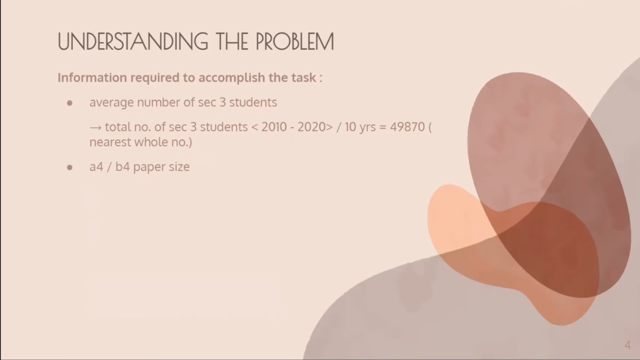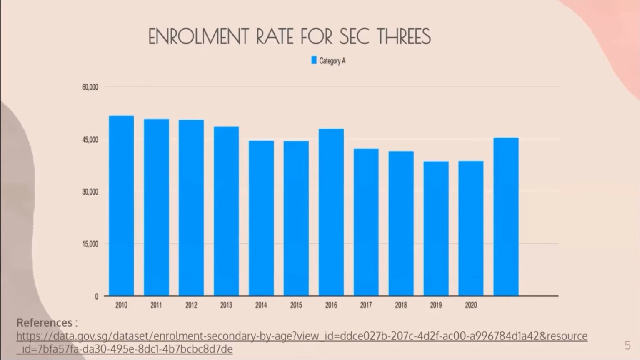To find the number of students in the cohort, we had to use the average number of Secondary 3 students over the last decade to get the answer. Our workings are shown as such. This chart shows the enrollment rate of Secondary 3 students, which helped us to get the answer of 49,870 students on the previous slide.